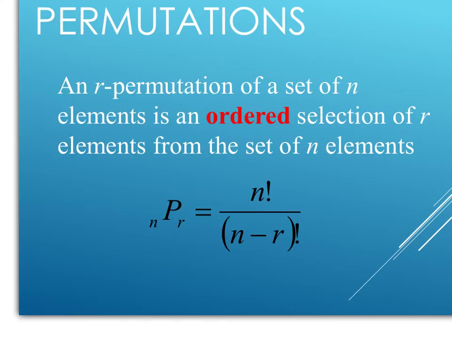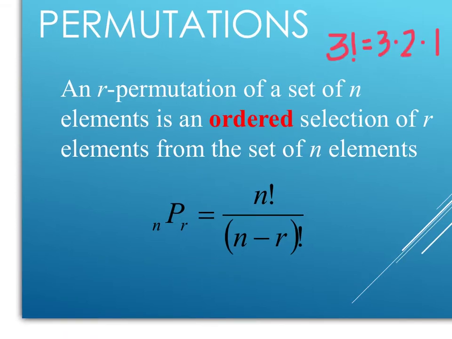Alright, next here we're going to mention permutations. An R permutation of a set of n elements is an ordered selection, very important, ordered selection of R elements from the set of n elements. Okay, so basically we have a set of elements, which is n, and we're going to select R elements from that set. And here, you may not be familiar with this, this little exclamation mark is the factorial symbol. And in factorial, I'll give you an example here to the side.